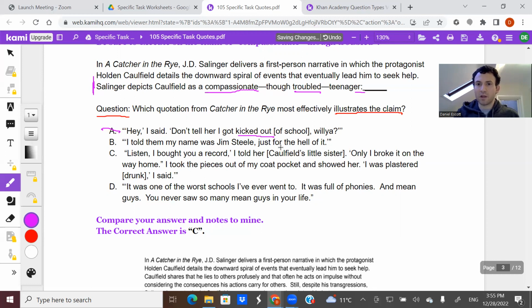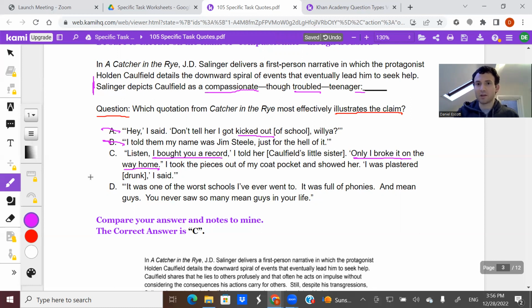"I told them my name was Jim Steele, just for the hell of it." So that shows Caulfield as a liar, so maybe troubled, but no compassion there. "Listen, I bought you a record," I told her. Caulfield's talking to his little sister. "Only I broke it on the way home." I took the pieces out of my coat pocket and showed her. "I was plastered." All right. So on this one, what you can see is that one, he cares enough about his little sister to buy her a record. Two, even though he broke it, he still wants to give it to her because he feels like the gift has sentiment and value to him beyond just being a gift.